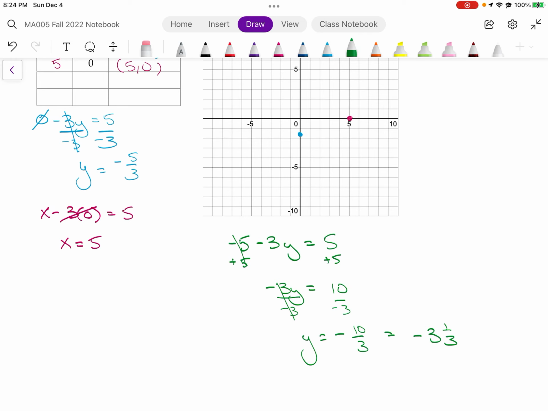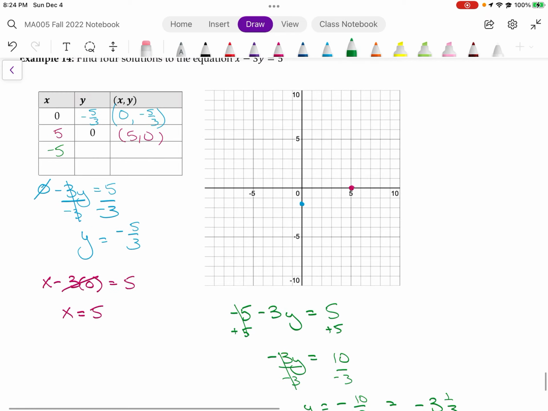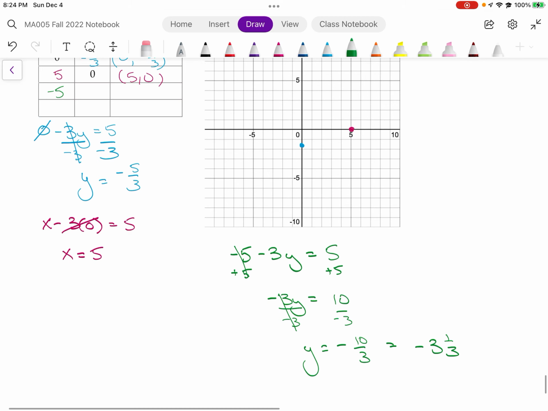All right, so I did -5. That's what I chose for my x. And I got -10/3, or -3 1/3. So here we go, -5, -10/3. All right, so -5, -3 1/3 is about right there. It doesn't have to be perfect. And we get what looks like a pretty good line. There we go. That's how you graph with points.